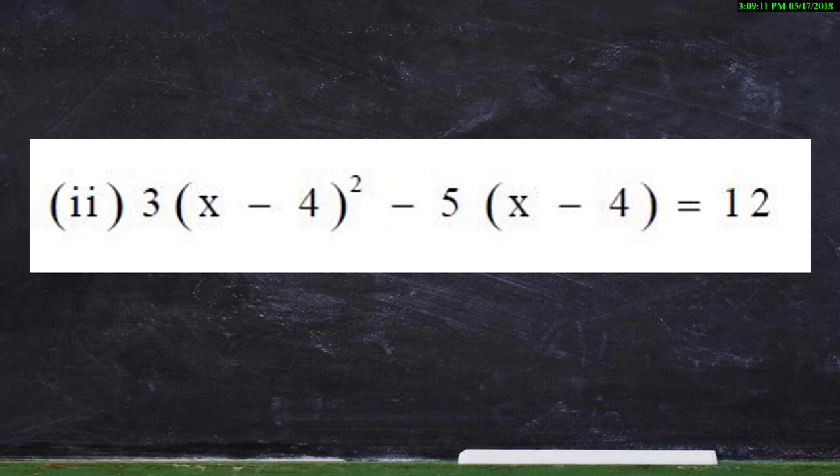Hey guys, what's up? Today we are going to discuss a quadratic equation which is somewhat different from the normal type of question. So join me in solving this question.